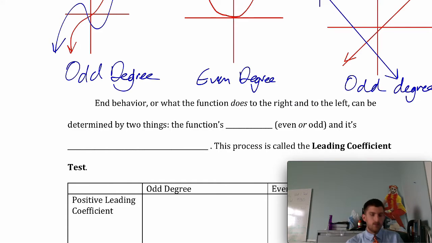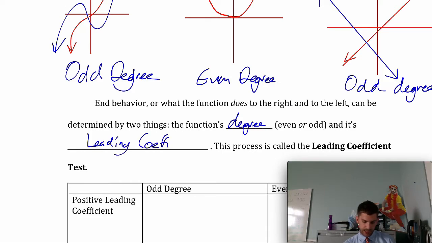So let's refresh ourselves on this end behavior thing. End behavior, or what the graph does to the right and the left side, can be determined by two things. First thing is what we just identified with the odd and even degrees. Odd numbers being 1, 3, 5, 7, 9, etc. Even numbers being 2, 4, 6, 8, 10, etc. And its leading coefficient. So what value comes in front of the highest degree term?